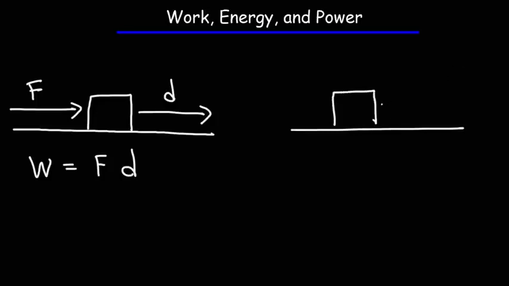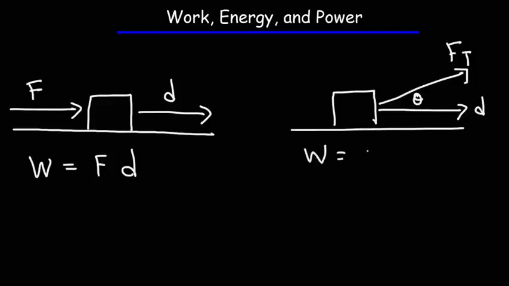Now sometimes these two vectors may not always be parallel to each other. So let's say you're pulling the block with a tension force to the right at some angle, but the block is moving along the x direction. So the displacement vector will also be along the x direction. In this case, the work accomplished by that tension force is going to be the product of the tension force times the displacement times cosine of the angle between those two vectors.